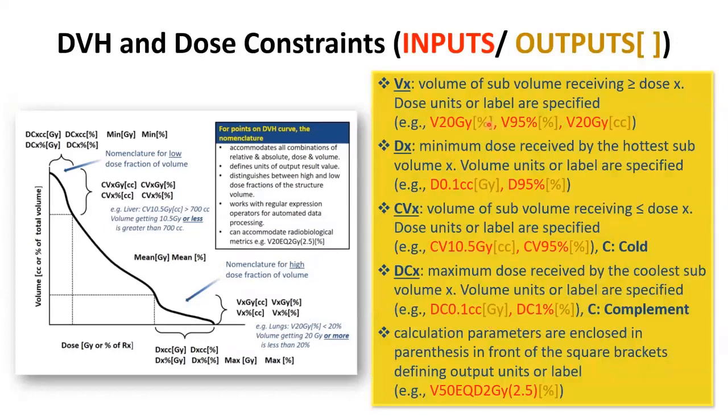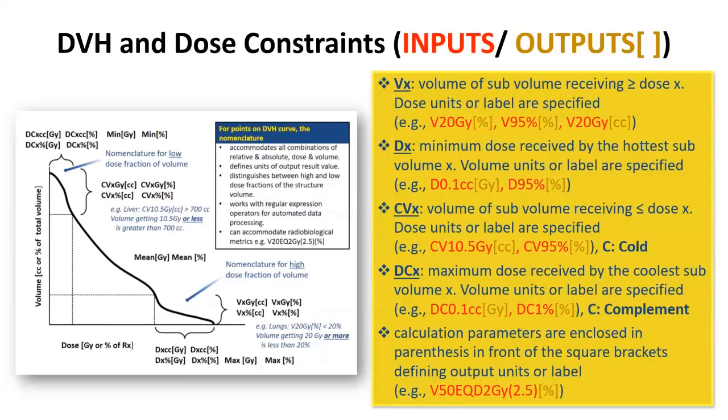So VX: volume or subvolume receiving greater than the dose X. Dose units or label are specified. Example, V20 percentage or V20 gray, the output in percentage, V95%, the output in percentage, V20 gray, the output in CC. So where does this one go? In the high dose, here. So V is in the high dose. DX, this X is the value, so any value comes here. So V20, D95, any X means any value you could use.